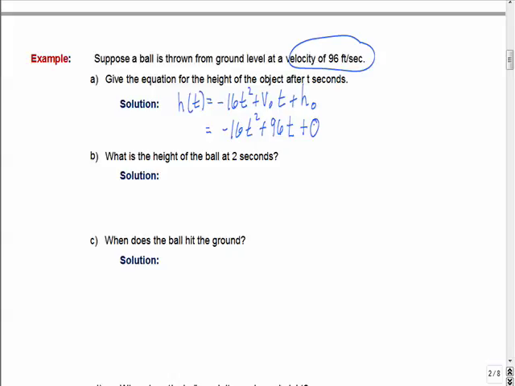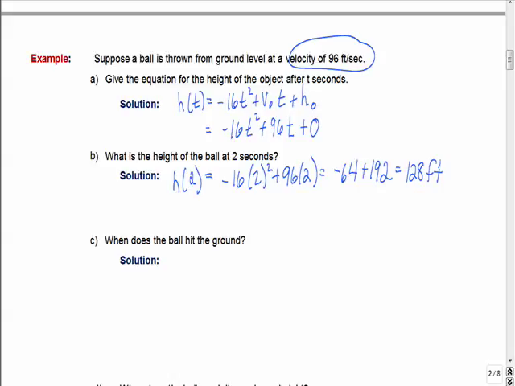What is the height of the ball at 2 seconds? Well, 2 seconds is a time, so what I need is h at 2, and h at 2 would be negative 16 multiplied by 2 squared plus 96 times 2, so that's negative 64 plus 192, which appears to be 128, so 128 feet. So the particular ball would be 128 feet above ground level.